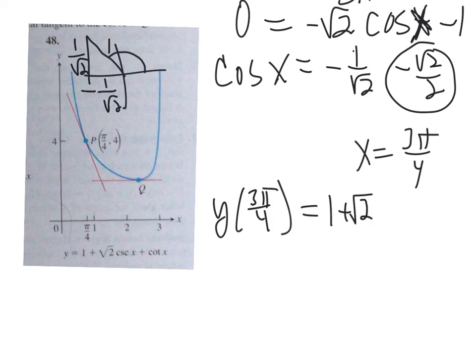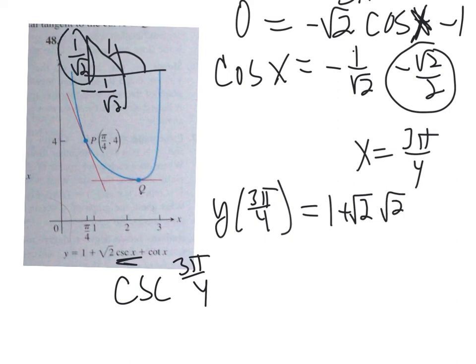Let's see. So what am I looking for? Oh, yeah, the reciprocal. I'm looking for the cosecant of 3 pi over 4. So the reciprocal of the sine is this. So I believe that's just the square root of 2 over 1. Plus the cotangent. Well, cotangent of this is going to be negative 1, right? Because it's this divided by this, right?